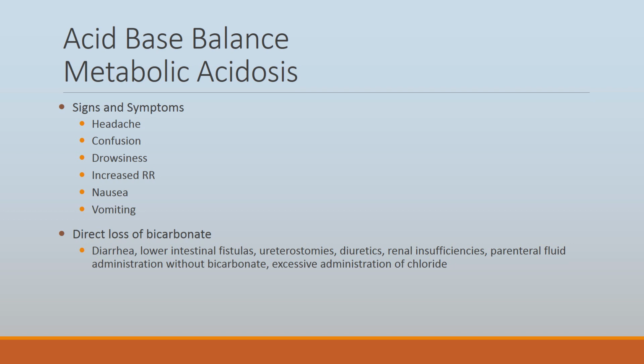Metabolic acidosis is when there's a low pH and a low bicarb. And usually, I have this reversed, I'm sorry, but usually when we have a loss of bicarb, it's diarrhea, if we're having too much output, or if the patient is NPO and on parenteral fluids and they're not getting enough sodium bicarb, or if we're giving too much chloride in our TPN, it can alter that. A lot of times the signs and symptoms you'll see are headache, confusion, drowsiness, increased respiratory rate, nausea, and vomiting.